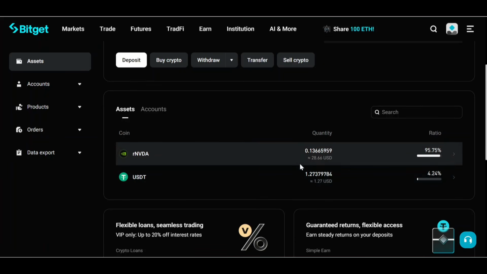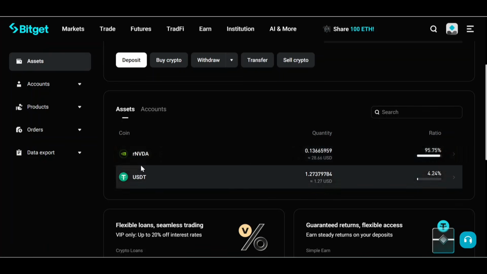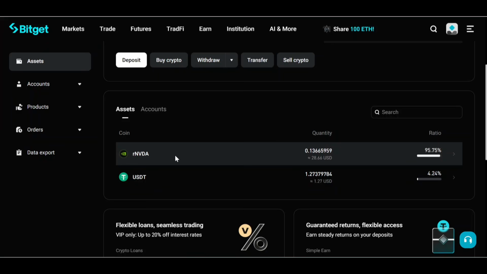So I do hope that you guys did like this tutorial, and you like this breakdown of rNVIDIA and exactly what it is, and just rTokens in general, and understanding the differences and nuance between the rTokens and the BGB token.